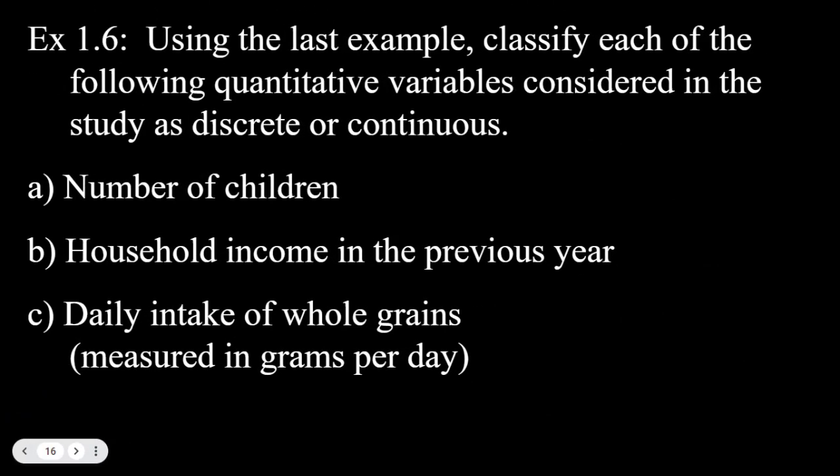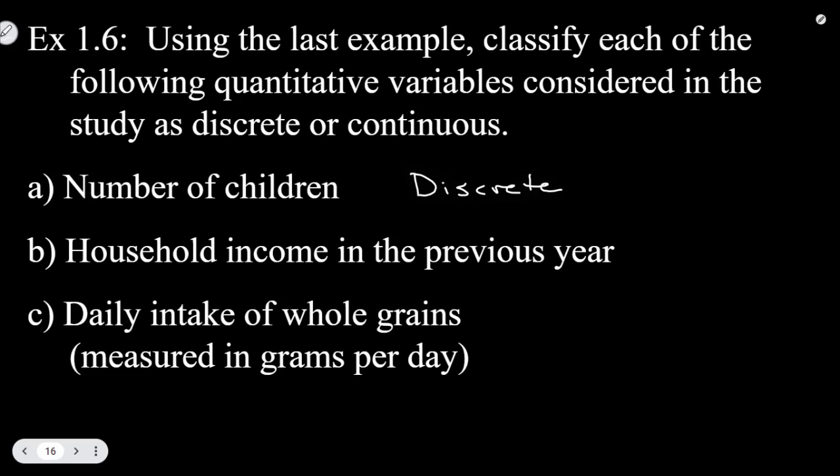So example 1.6, using our last example, we want to classify each of the following quantitative variables that we identified in our last section, and we're going to identify them as discrete or continuous. Letter A, the number of children in the family, that is going to be discrete. It is discrete because you can see very clearly that's going to be a count. You are just going to count how many children they have. They have 0 children, or they have 1 child, or they have 2 or 3, or so on.